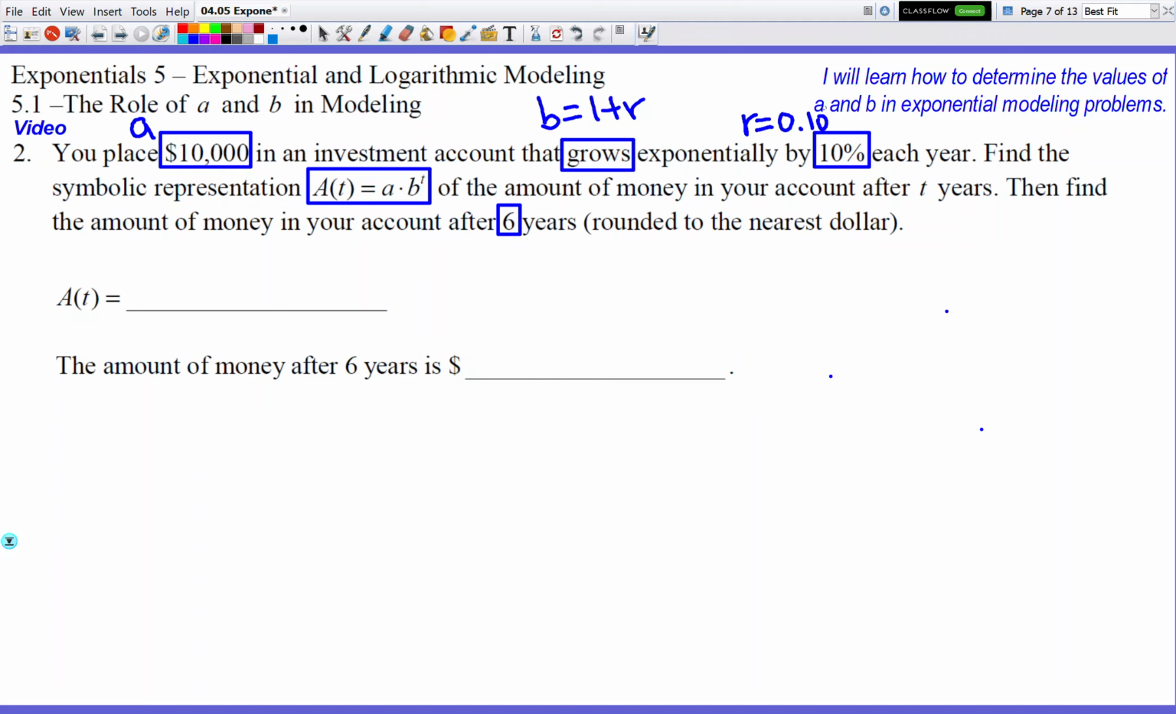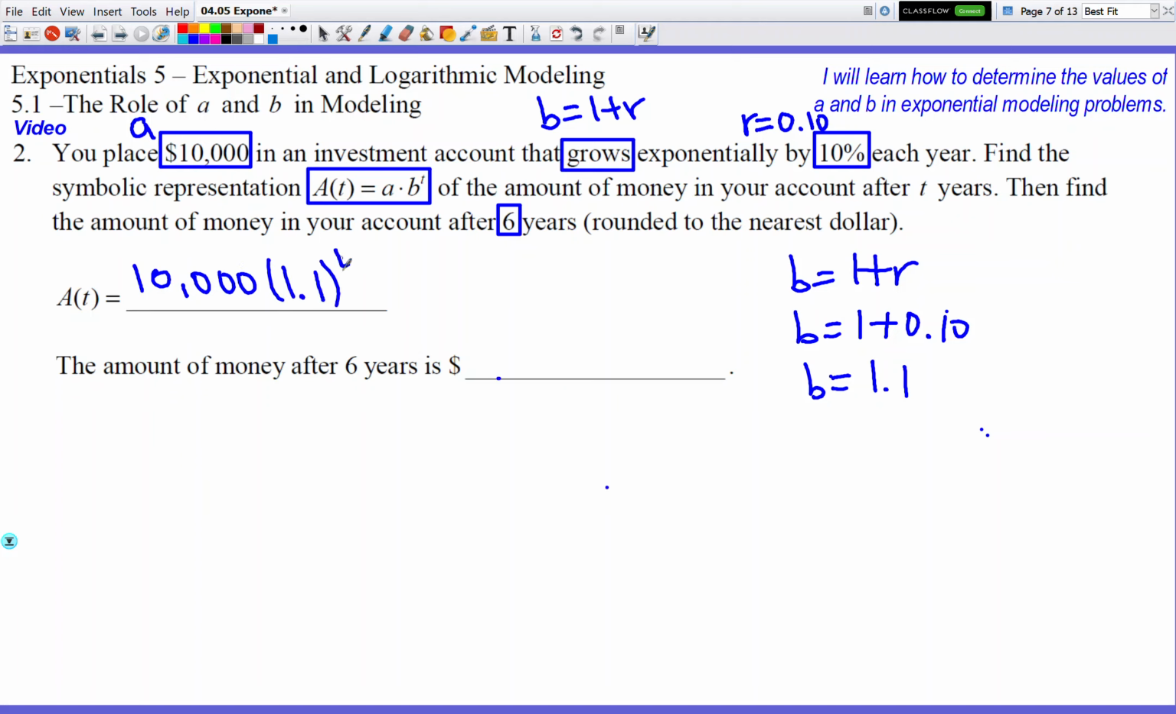Okay, all right, so let's start framing out my equation, but let's figure out the B value first though. So B equals 1 plus R, that's my scenario. So basically B equals 1 plus 0.10. So when I combine those things together, I get 1.1. So there's my B value. All right, so let's start putting it into my equation. So I got 10,000, that's my initial value. That's my A value. Then I'm going to multiply it by 1.1, which is my B value, and put it to the power of t.